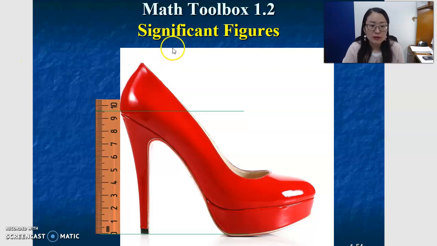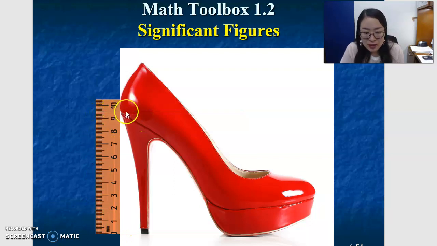Okay, so this is the second math tool: significant figures. Why do we need significant figures? Let's have a look at these high heel shoes. If I want to know the height of the heel, I can use a ruler to measure that. This is a millimeter ruler, so I can see.